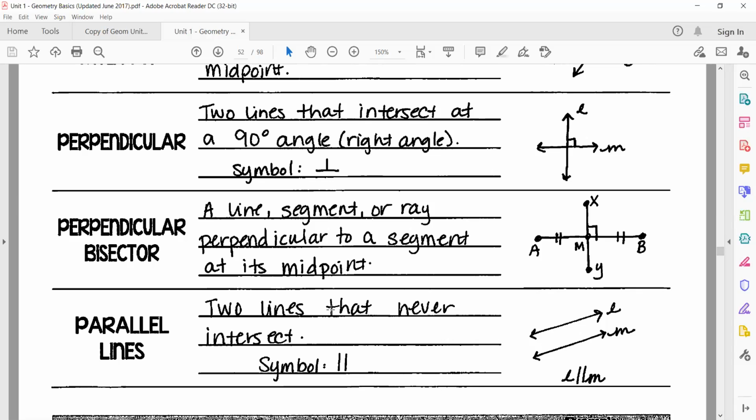The last one I want to talk about for the moment is parallel. You have another symbol. It looks like 11, or two L's right next to each other. Graphically, we have line L and line M here. If we're going to write it out in words, those two vertical lines right next to each other tell me that those two lines are parallel.